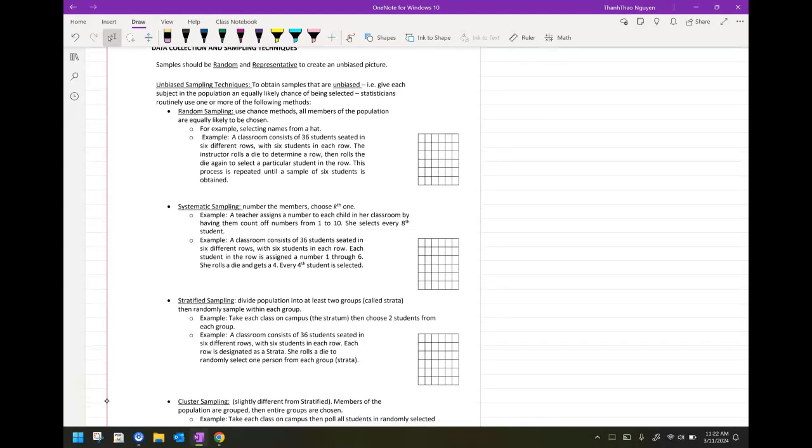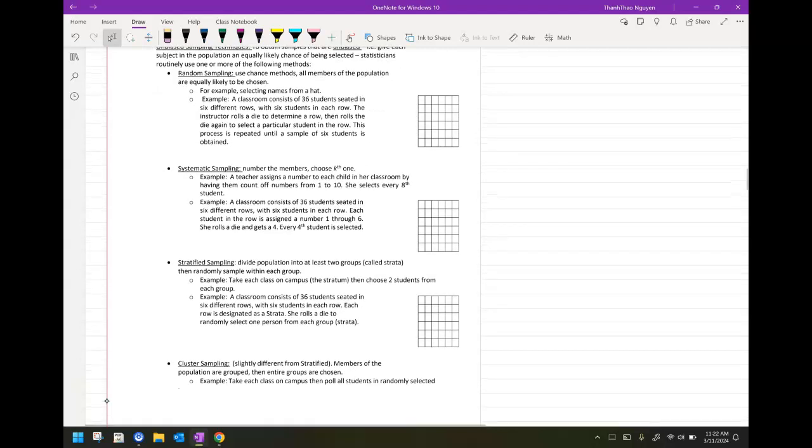Systematic: a number of members, choose the case 1. For example, a teacher assigns a number to each child in her classroom, having them count off numbers from 1 to 10, then selects every 8th student. So that is a system, right? Another way to do that: say your classroom consists of 36 students sitting in 6 different rows, with 6 students in each row. Each student in the row is assigned a number 1 to 6. She rolls a die and gets a 4, so every 4th student is selected. So the sample that she collects is systematic.